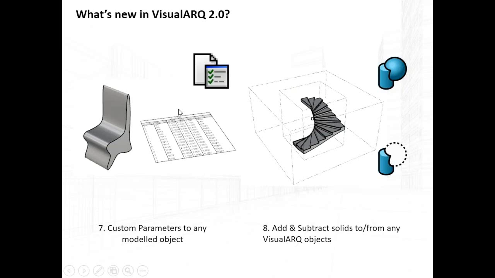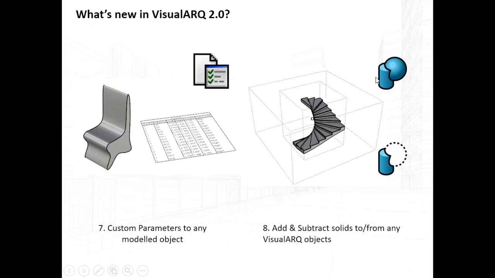We have added the option to add information to not only VisualARQ objects but also Rhino geometry and Rhino objects using custom parameters. Okay, in the current version there is a limited number of parameters, but now it's possible to generate new parameters and assign the information not only to VisualARQ objects but also to Rhino geometry. And we will see that later on as well.